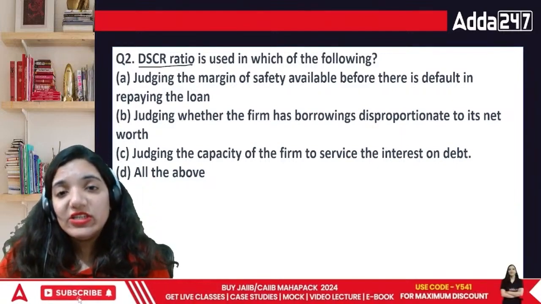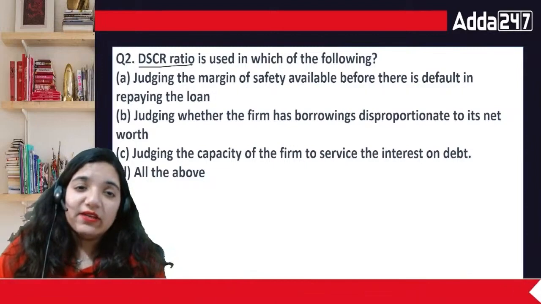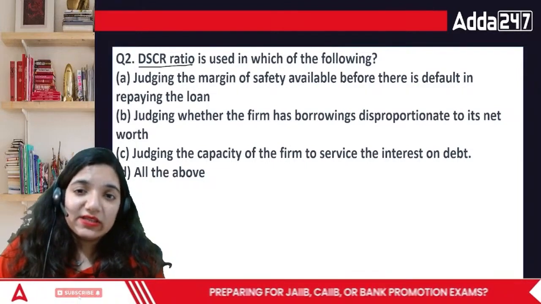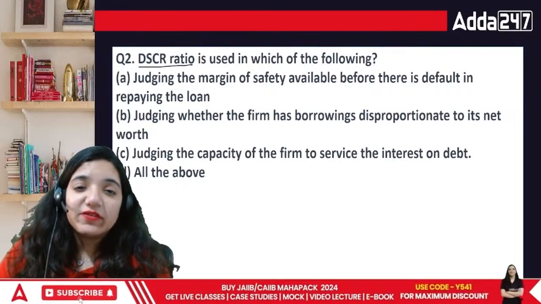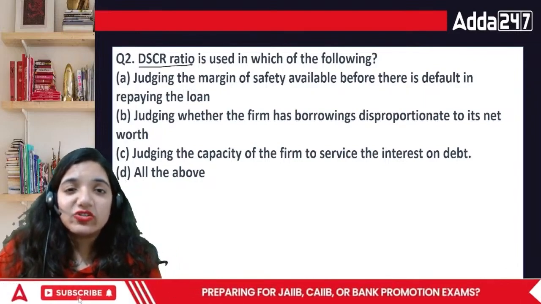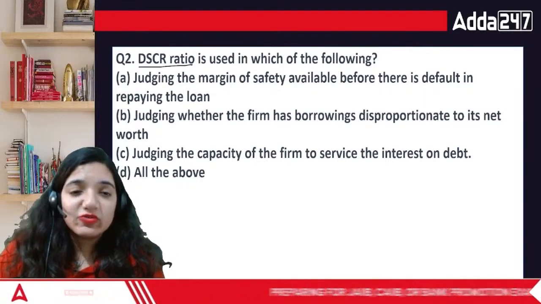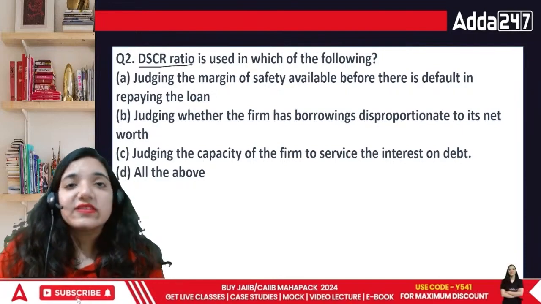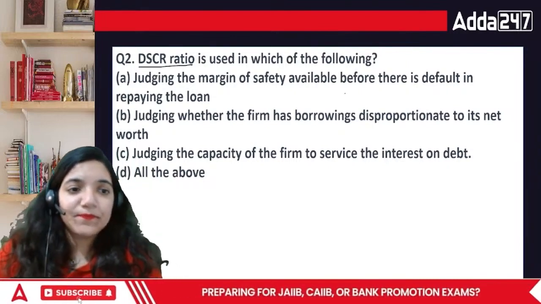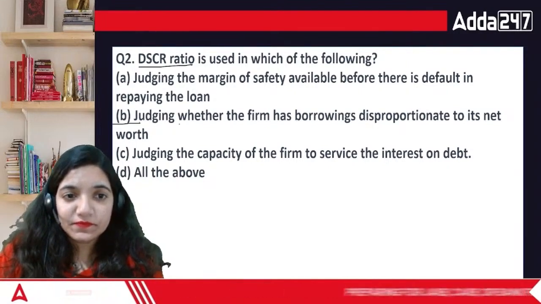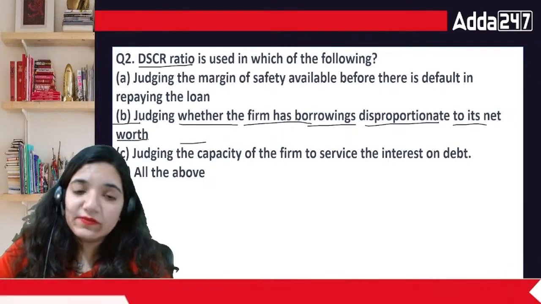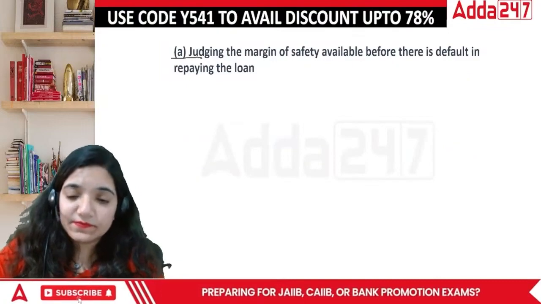Judging the margin of safety available before there's a default in repaying the loan, judging whether the firm has borrowing disproportionate to its net worth, judging the capacity of the firm to service the interest on debt, or all of the above. It's not all of the above, because margin of safety and the capacity of the firm to service is just not something which they choose. In this case, there's only one point, that is B. That is judging whether the firm has borrowing disproportionate to its net worth. Okay? The answer is A.